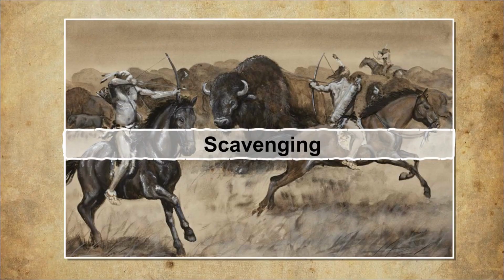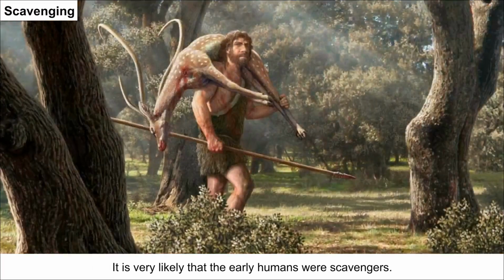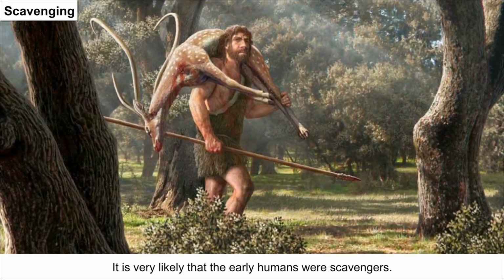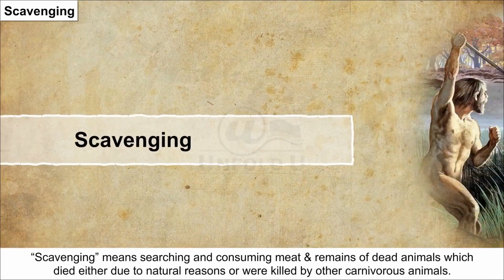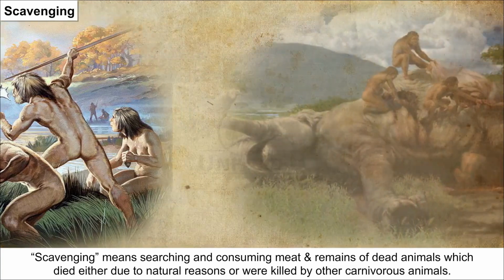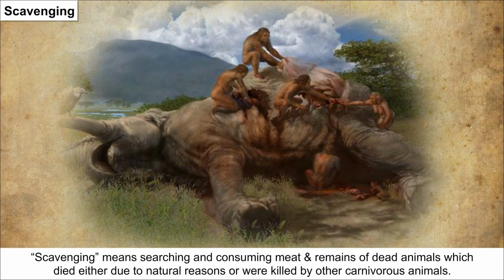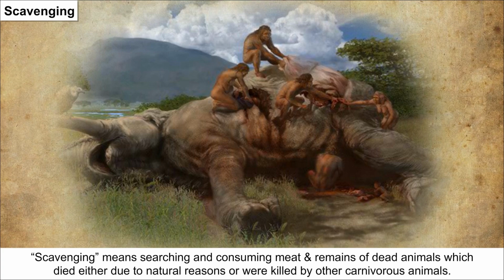Scavenging. It is very likely that the early humans were scavengers. Scavenging means searching and consuming meat and remains of dead animals which died either due to natural reasons or were killed by other carnivorous animals.